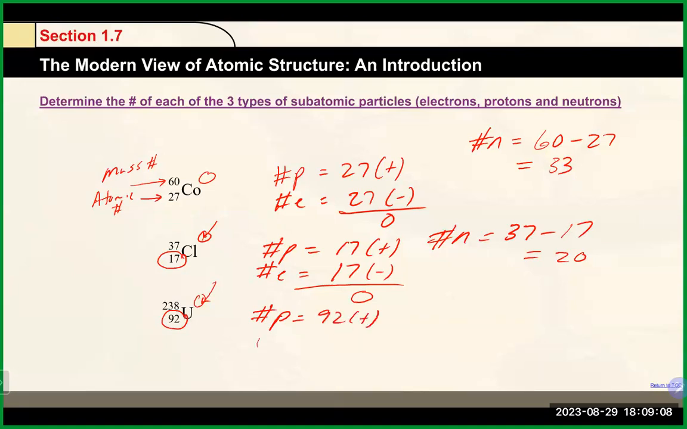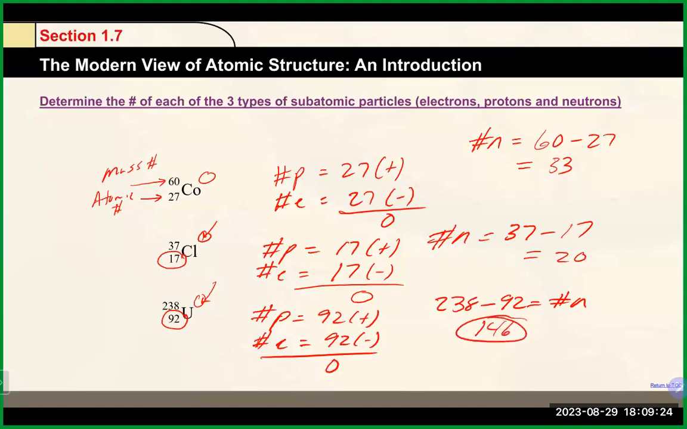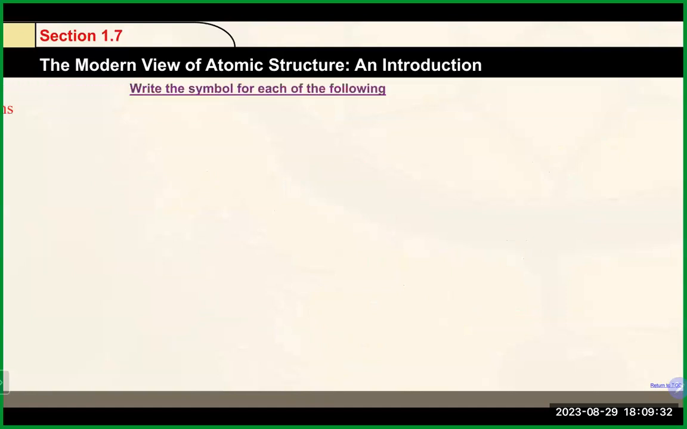Once again here, no charge, so our number of electrons will match in this case, giving us once again no charge. And 238 minus 92 should be our number of neutrons. Feels like a big number there, like 146. Any questions on any of those there?